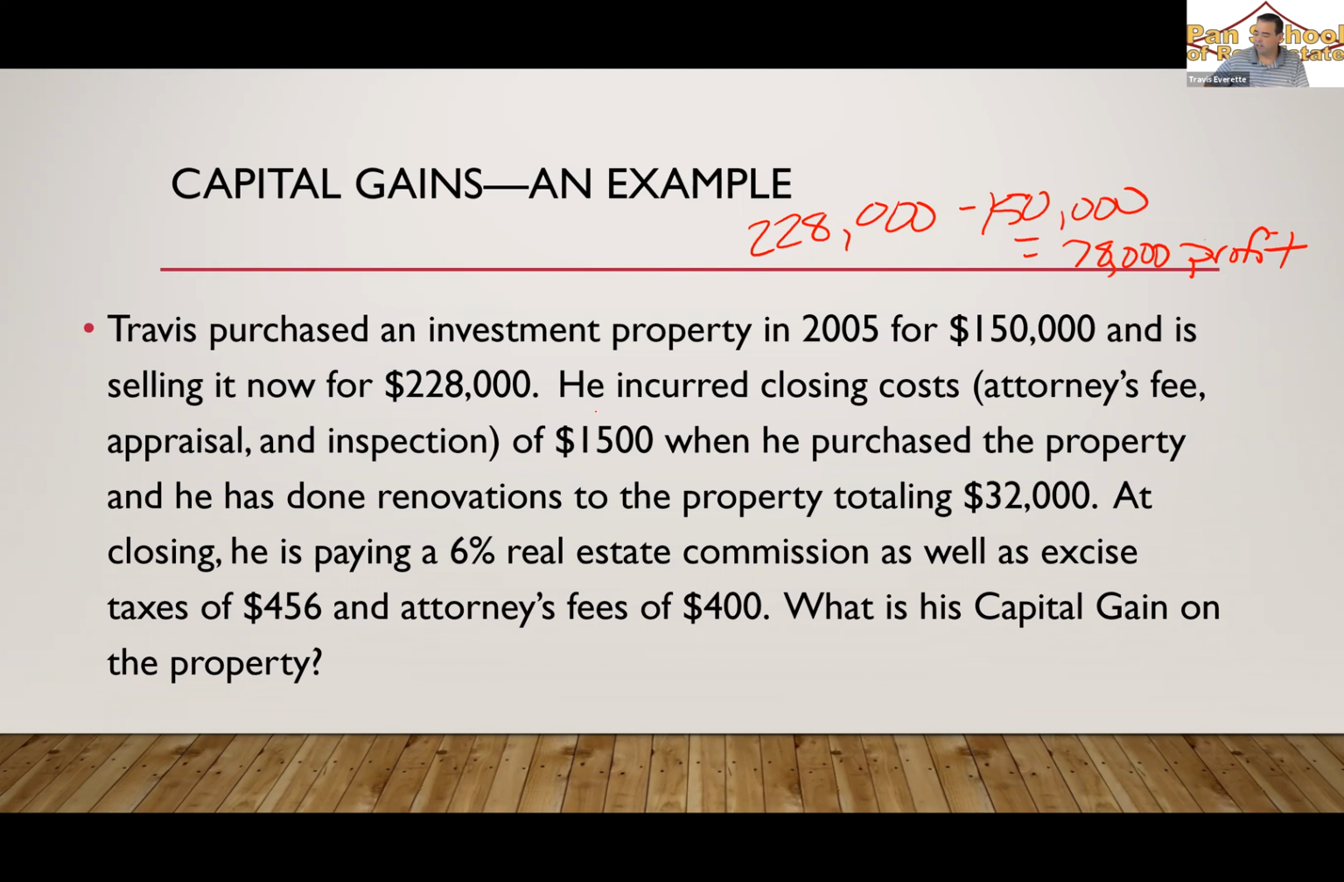It says he incurred closing costs, attorney's fees, appraisal, and inspection of $1,500 when he purchased the property. And he's done renovations to the property totaling $32,000. Do you think that should count when we start looking at capital gain? Yes. At closing, he's paying a 6% commission. You think we should take that into account? Yeah, sure, all of that. And so what was his capital gain on the property?